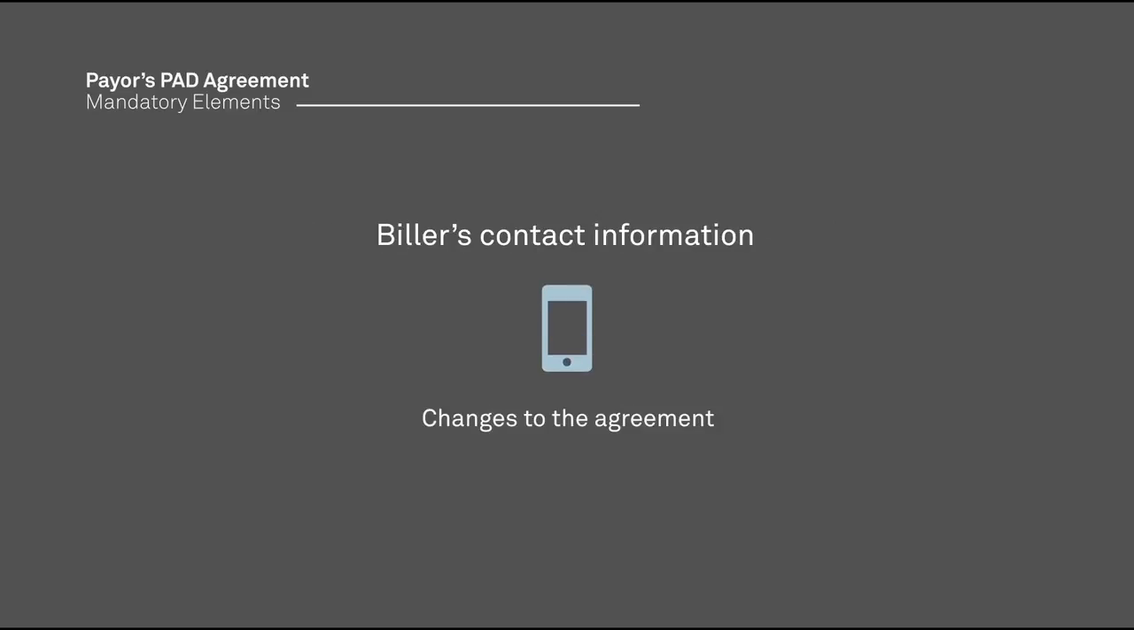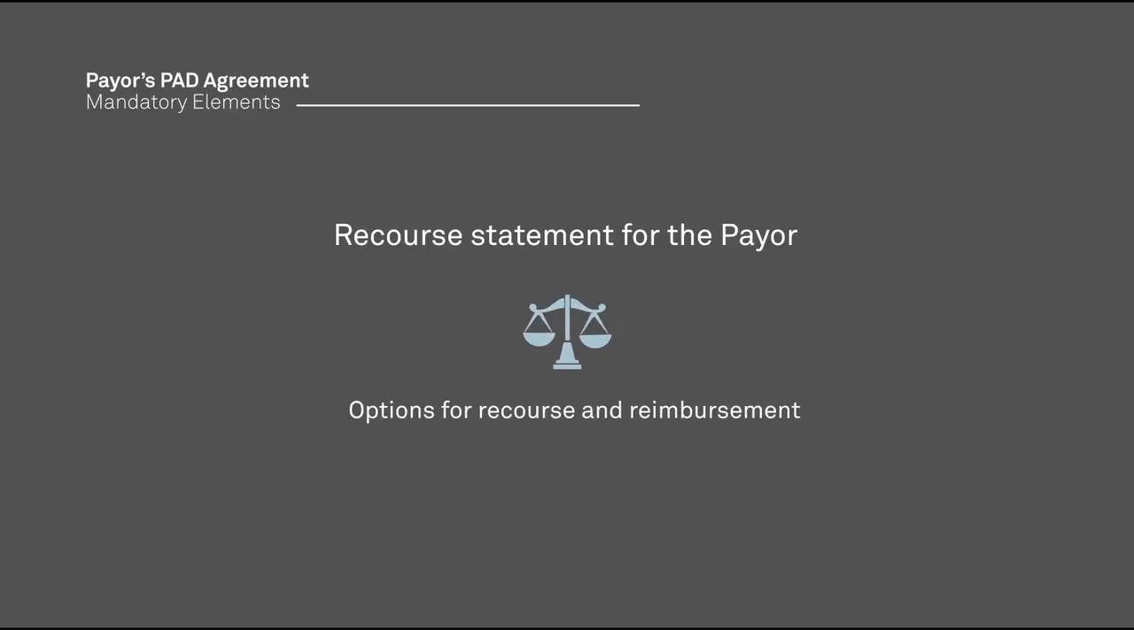Cancellation. Instructions on how to cancel a PAD agreement must be provided to the customer. Biller's contact information. This must be provided for the purpose of changes to the agreement as well as for cancellation purposes. Recourse Statement. Customers must be aware of their option for recourse and reimbursement in the event of an unauthorized debit to their account. Rule H1 provides standard wording on this issue that must be included in Payor's PAD agreements.